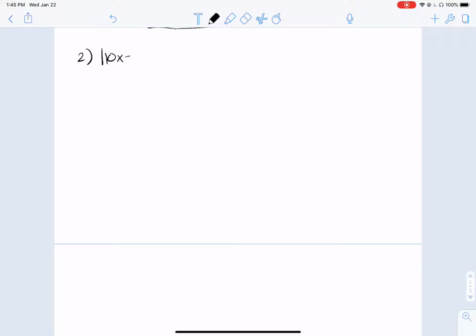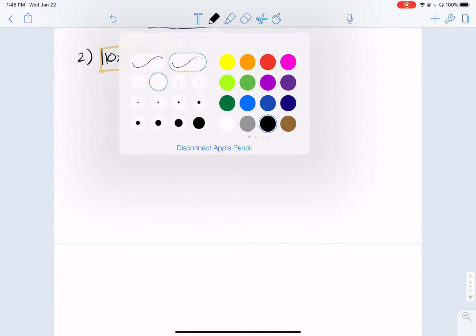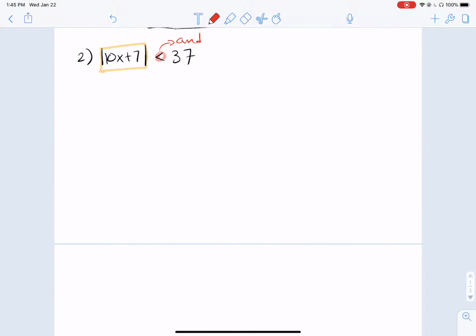So for problem number two, this is the absolute value of 10x plus 7 is less than 37. Again, because the absolute value is isolated, this inequality is another example of an AND inequality, a compound inequality. So we start with 10x plus 7 less than 37, and 10x plus 7 greater than, not equal to, but just greater than negative 37. Let me fix that.